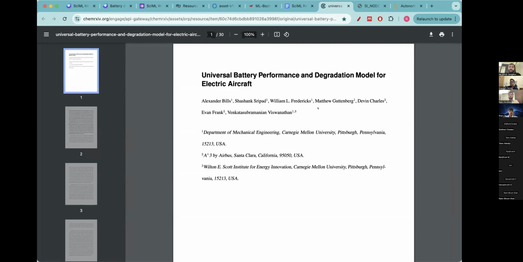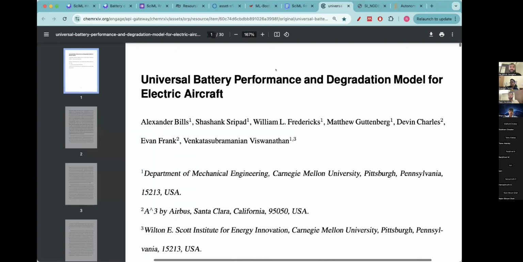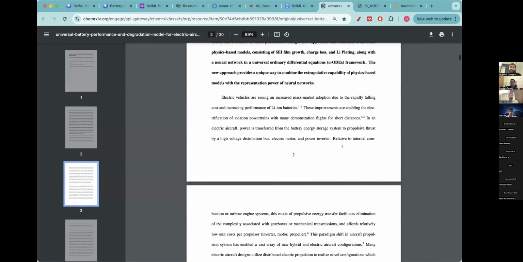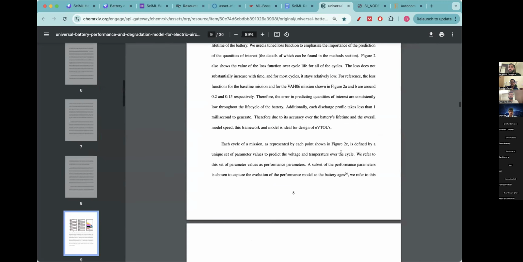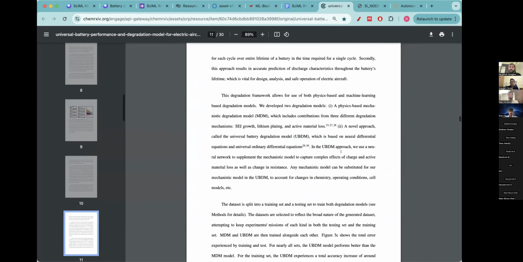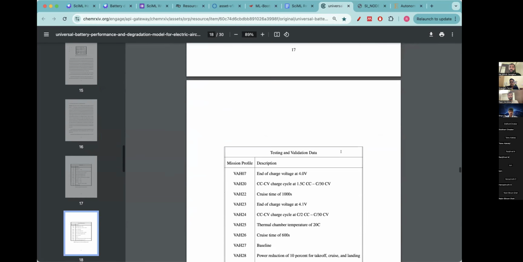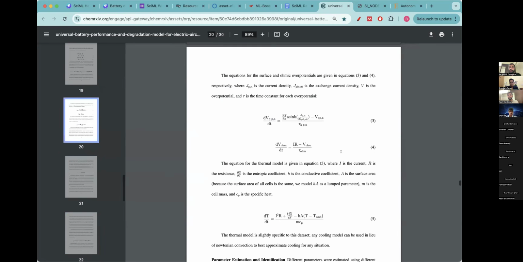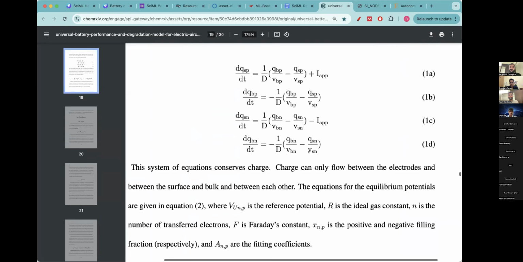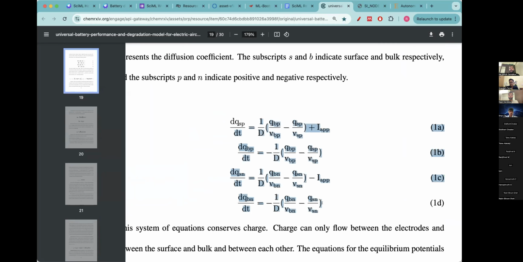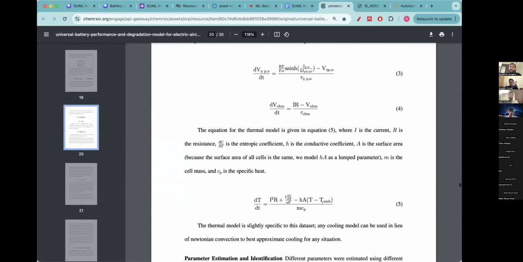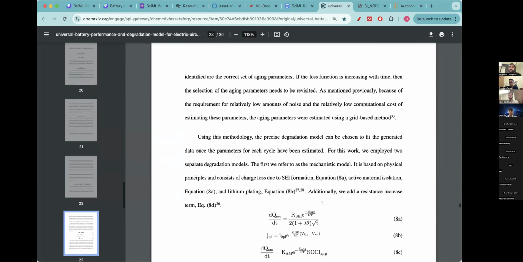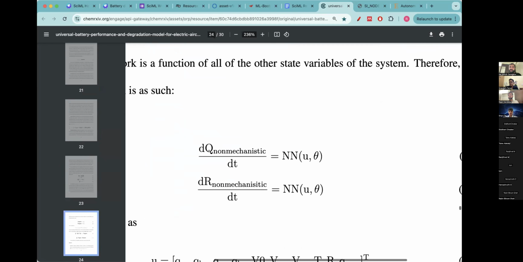Then here is another paper which is related to what Sharv worked on. This is Universal Battery Performance and Degradation Model for Electric Aircraft. Similar to the ODEs which Sharv showed you, here also if you scroll down below, you'll usually see this ordinary differential equation. So let me take you to that point. Yeah, see this set of ordinary differential equations. And here also what these researchers have done is that they have taken these ODEs and replaced parts of this with a neural network right over here.